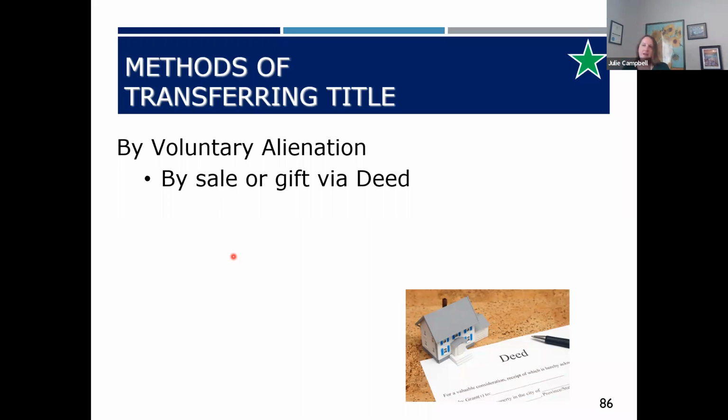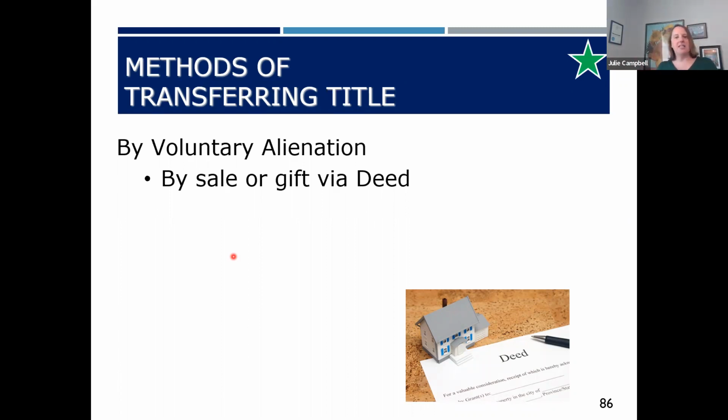And the first way that we alienate ourselves is voluntary. You choose to sell or you choose to give your property away. So you're either going to sell it using a deed or you're going to gift it, maybe to a family member or something like that. Again, we're using a deed to convey that property from one owner to the other, and you're doing it on your own accord, on your own free will.